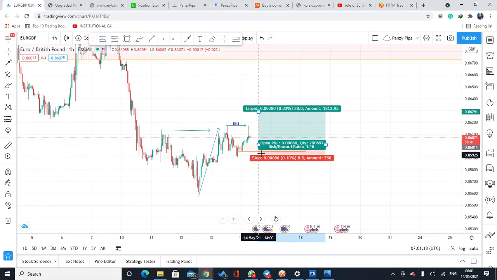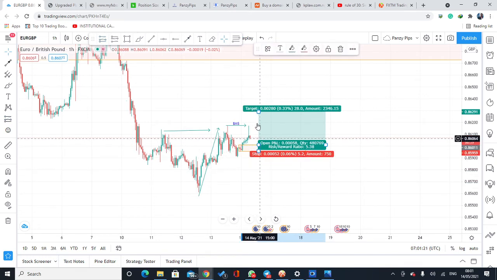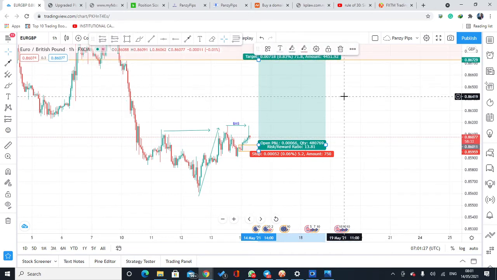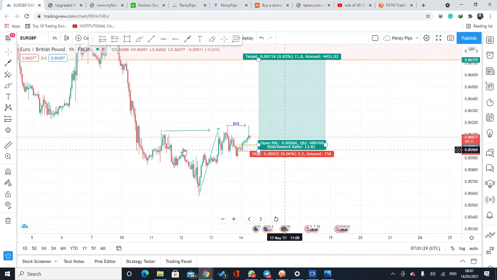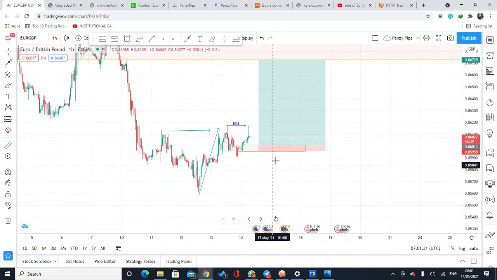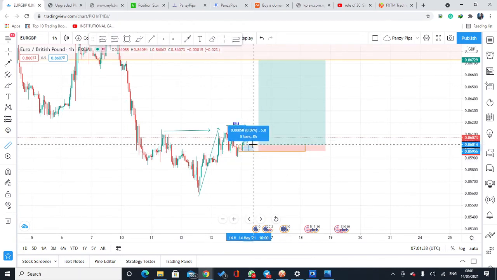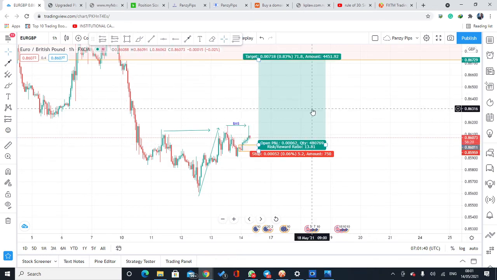And go all the way up here to give us a beautiful 1 to 13. Okay, but we wouldn't want to enter on this. Let's see, our risk is going to be quite wide. It's going to be quite wide. Okay, 5.8 pips.